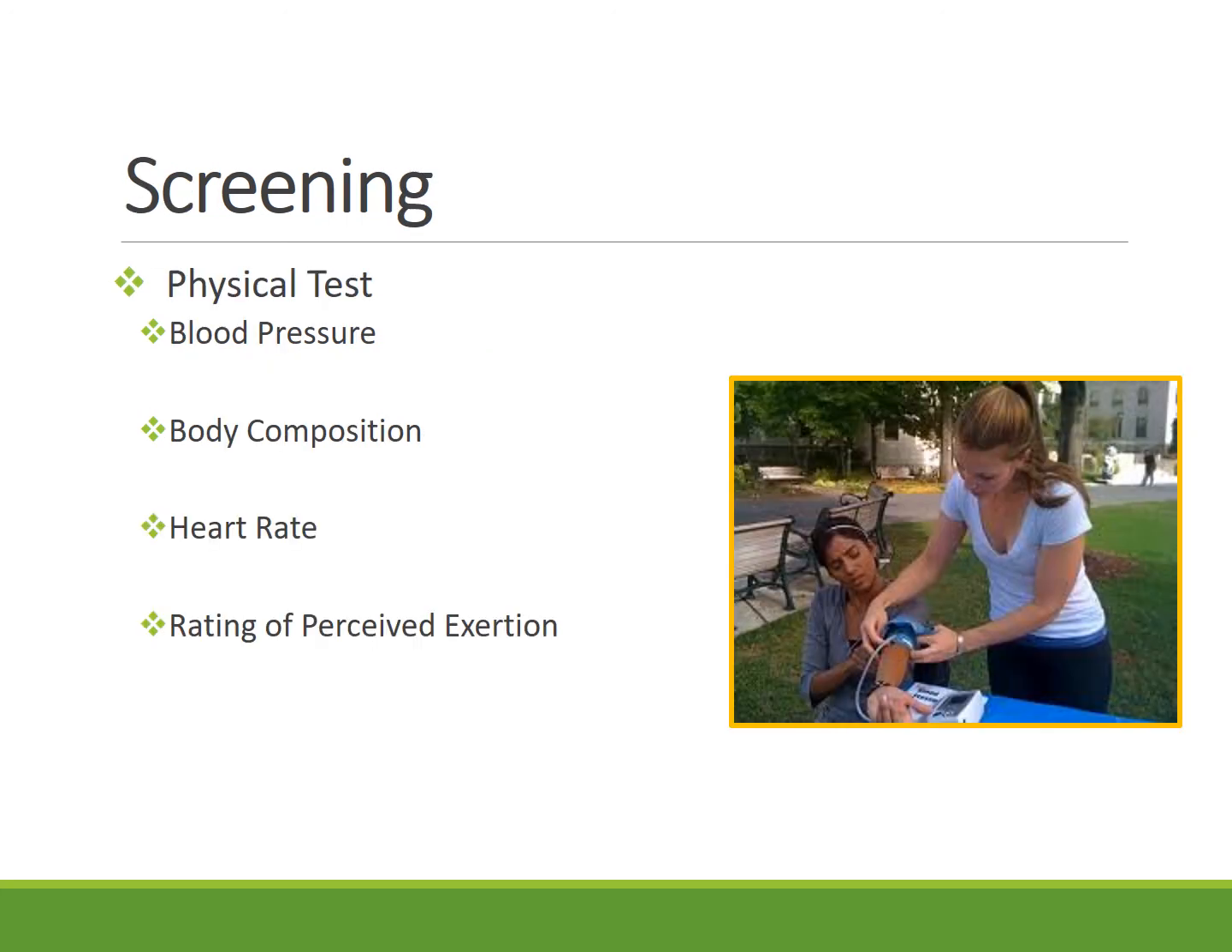Okay. So when you're actually doing the screening, some of the physical tests you might want to do are a blood pressure screen. You might want to check their body composition, their heart rate, and then rate of perceived exertion.